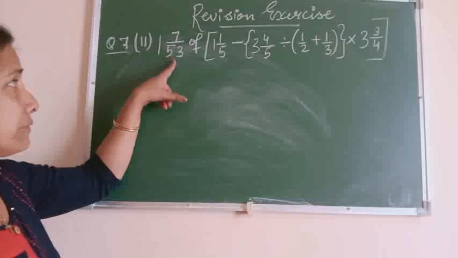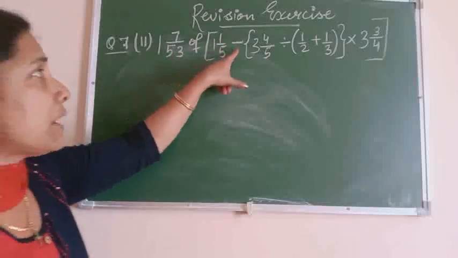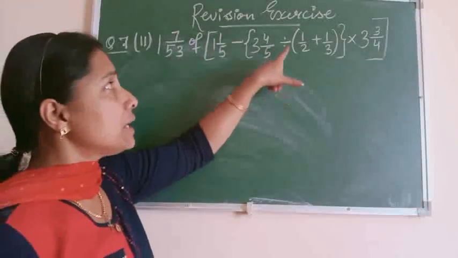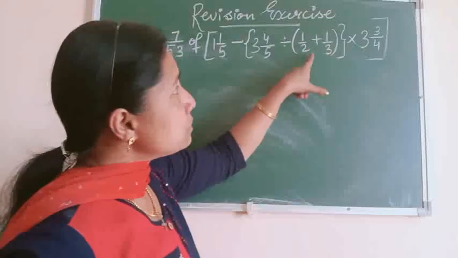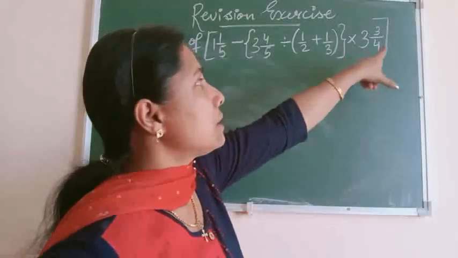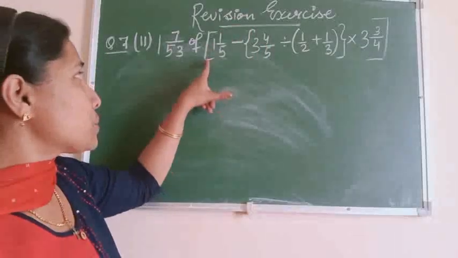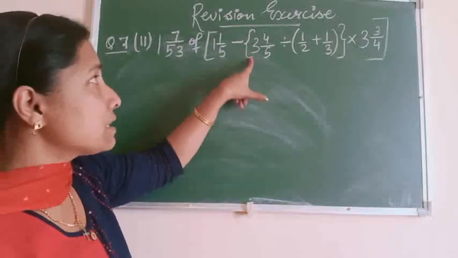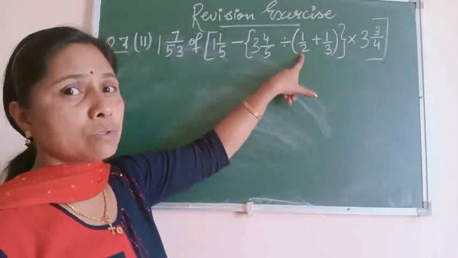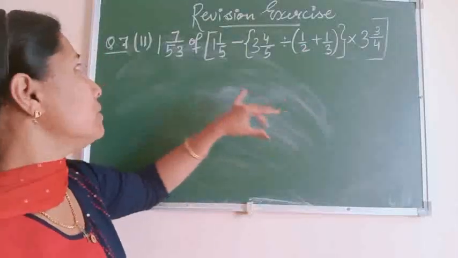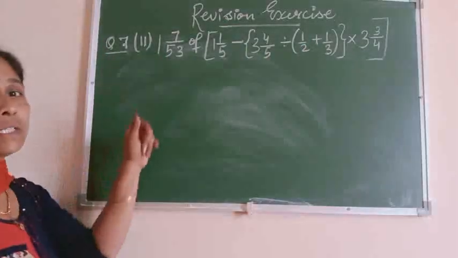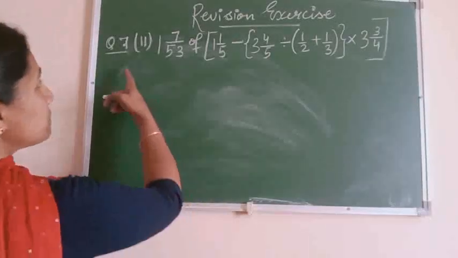1 7/53 of [1 1/5 minus {3 4/5 divided by (1/2 plus 1/3)} into 3 3/4]. In this question, 3 brackets are given: a square bracket, a curly bracket, and a small bracket. So first of all, you have to convert the mixed fractions to improper fractions. That we are doing first.